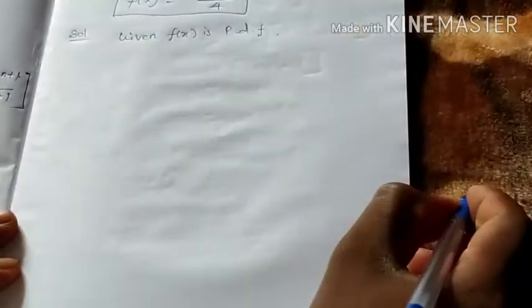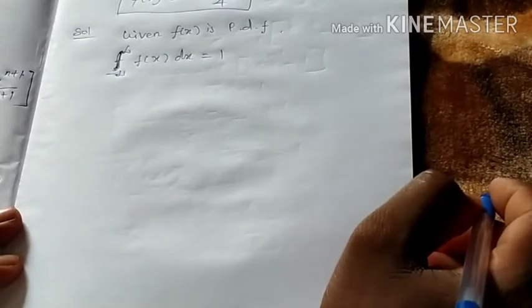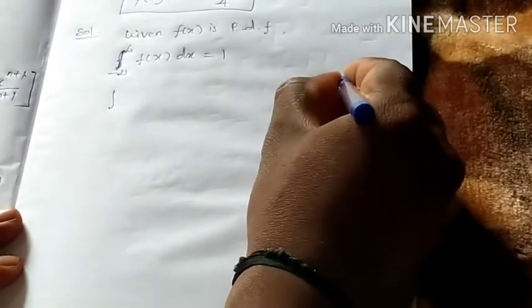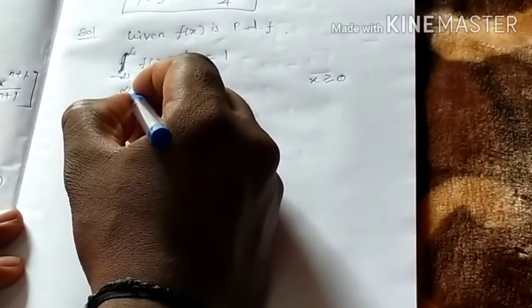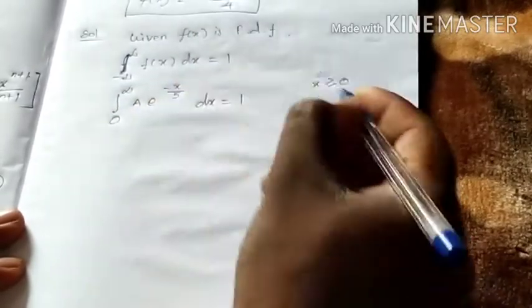Solution. Given f of x is a probability density function. The probability density function satisfies the integral from minus infinity to plus infinity of f of x dx equal to 1. So rewrite the limits. X is greater than or equal to 0, that means the lower limit is 0 and the upper limit is infinity. Then f of x is a into e power minus x by 5, dx, equal to 1.